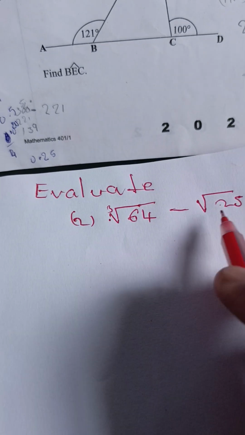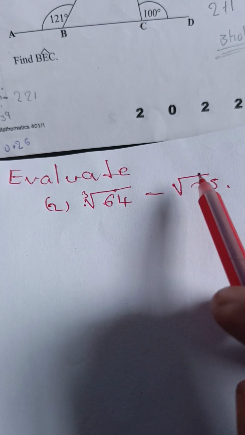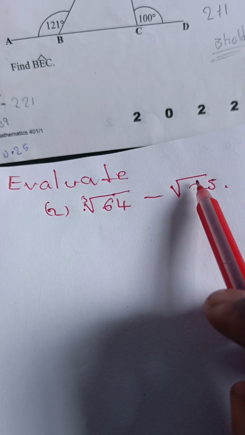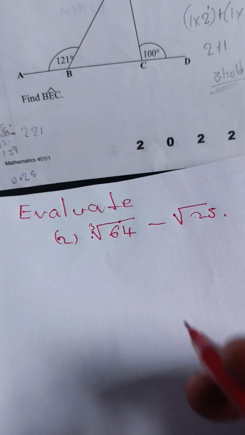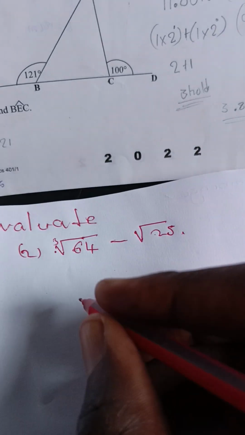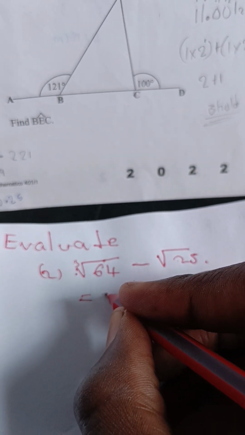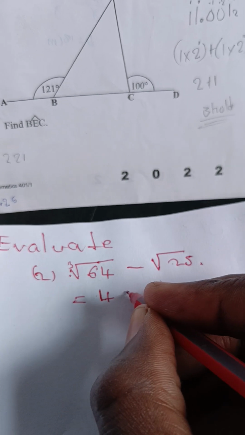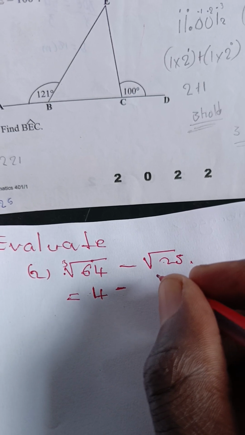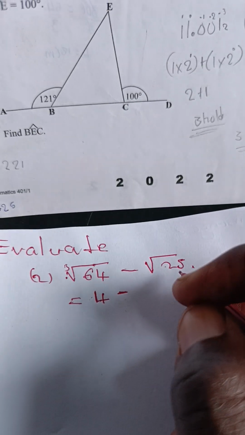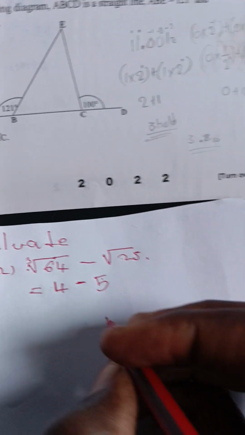When you see this square root, it simply means there is a power 2 here. So they're trying to say find the square root of 25 and find the cube root of 64 and subtract. The cube root of 64 is 4. Then the square root of 25 is 5.